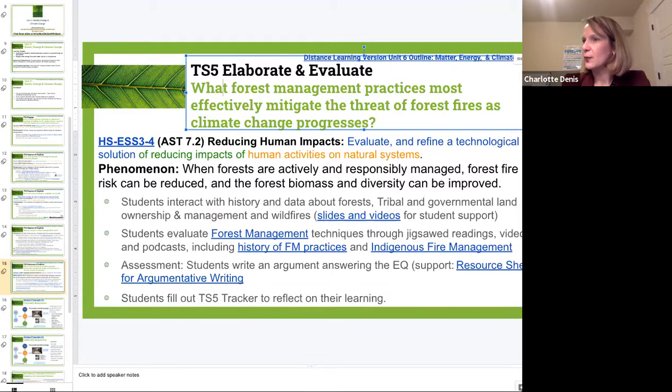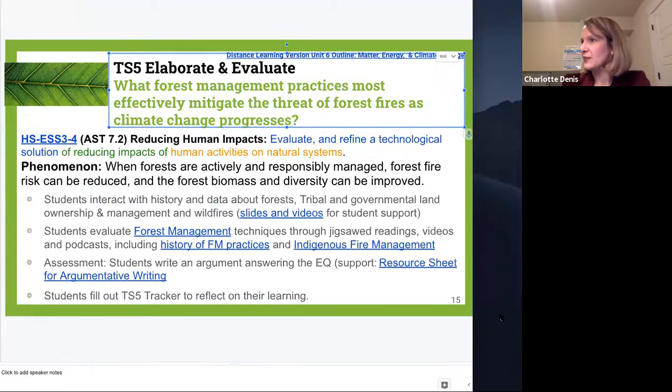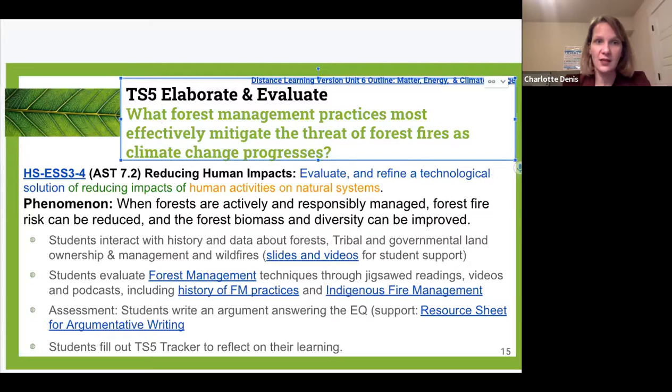What forest management practices most effectively mitigate the threats of forest fires? And so they will use as evidence all of the notes they've taken, the readings or podcasts or videos that they've watched, and incorporate those ideas into their argumentative writing piece.